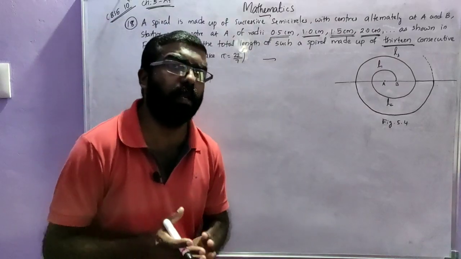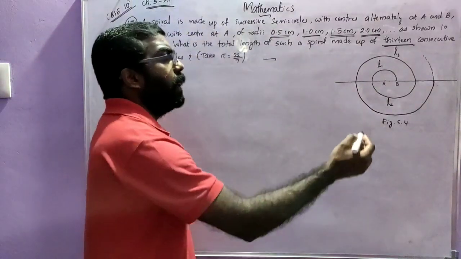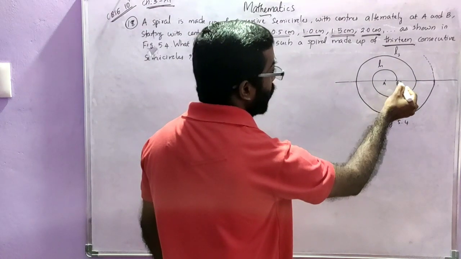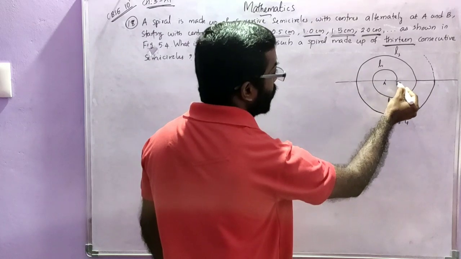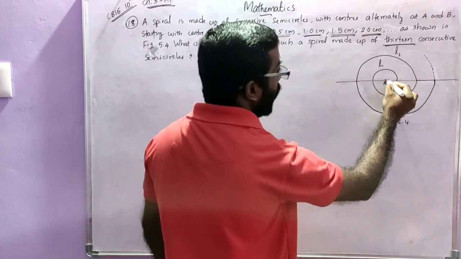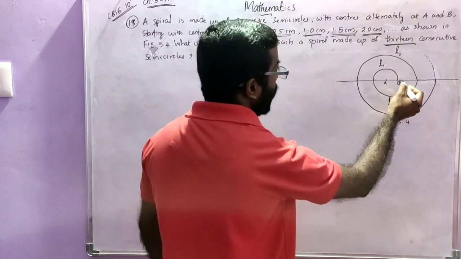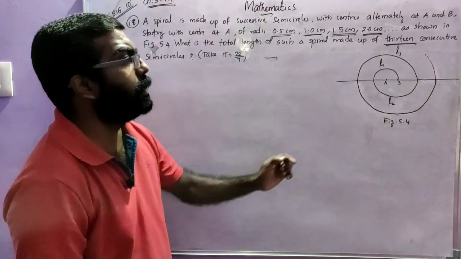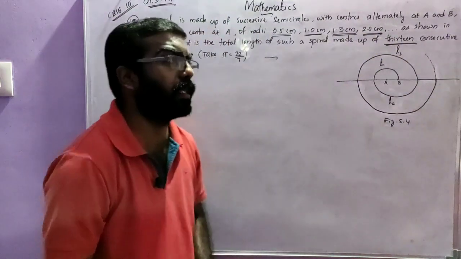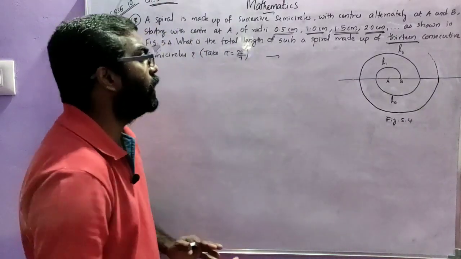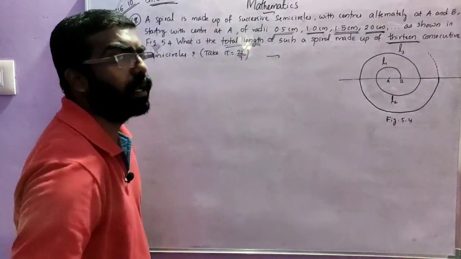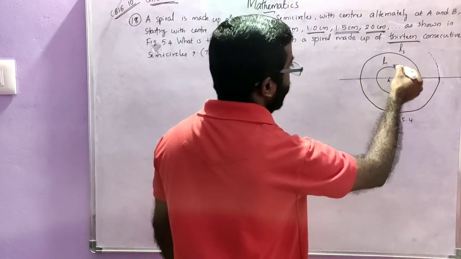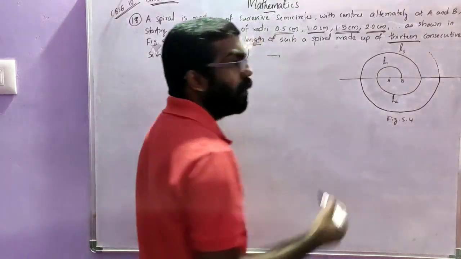Okay. So here we are given a spiral and it is made up of successive semicircles. Starting with A as center, here we can see one semicircle, and B as center, another semicircle. Then again A as center, one large semicircle, and B as center, another one large semicircle, and so on. There are 13 consecutive semicircles, and we have to find the total length of the spiral. That means we have to add up the circumference or perimeter of all these semicircles.